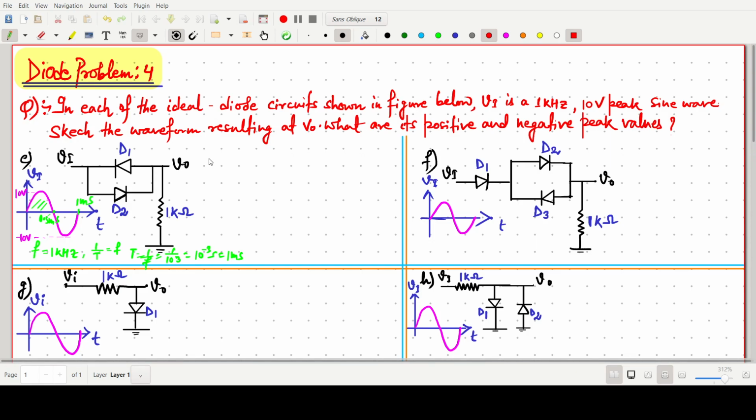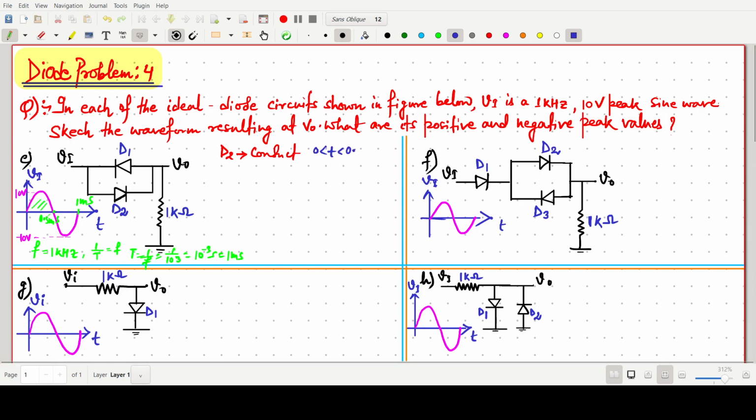So for the first half, diode D2 will conduct, for the first half in between time, say 0 to 0.5 millisecond. In between 0 to 0.5 millisecond, D2 will conduct and this will go like this. The waveform will follow this path and the same Vi will appear at V naught.